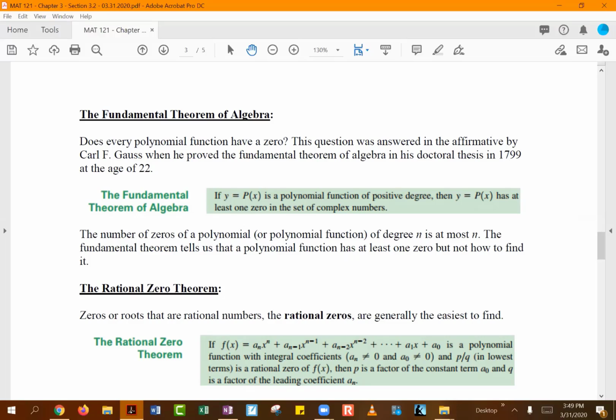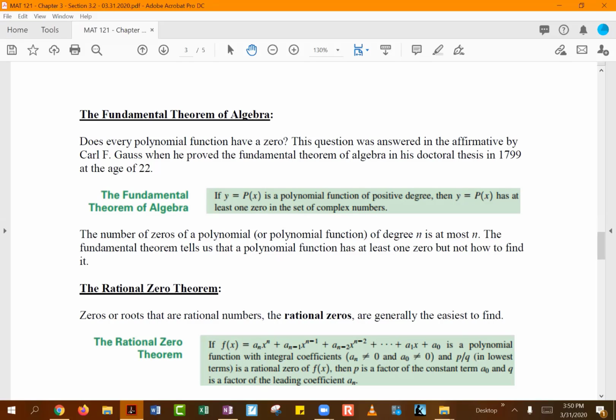And basically, Carl Gauss, sometimes you'll hear people call him Carl Gauss, but mostly we've heard it called as Gauss. And that's how my instructors used to say that name, so that's how I say it. So Carl Gauss basically proved the fundamental theorem of algebra, which is based on this idea of whether every polynomial function has a 0 or not. And he actually did that as part of his doctoral thesis at the age of 22 in the year 1799.